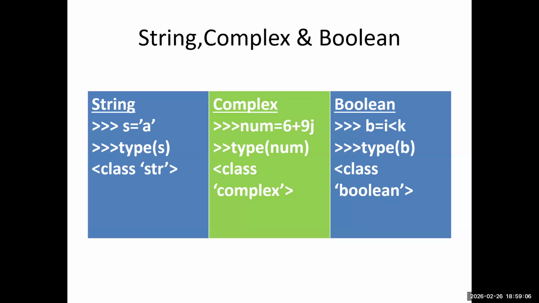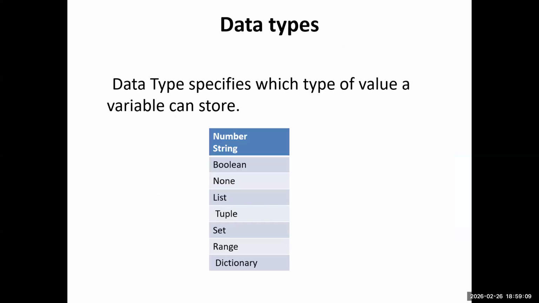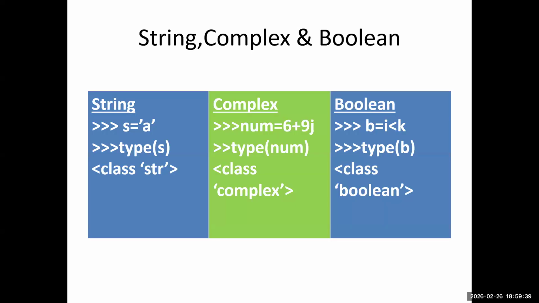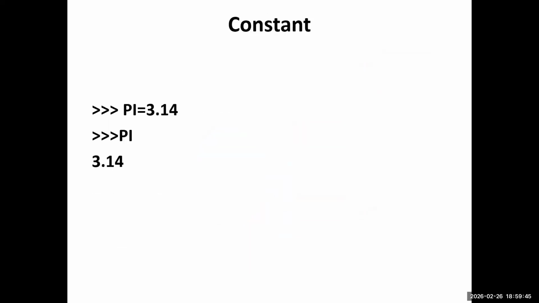So this is the last class discussion. Data type specifies which type of value a variable can store. Generally I have mentioned numbers, string, boolean, none. All those are called primary data types. List, tuple, set, range, dictionary are complex data types. Okay. Then in number, I have given a few examples. In this manner, string, complex, boolean, and string, so many examples are given here.